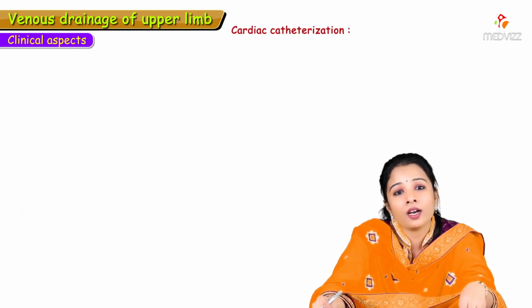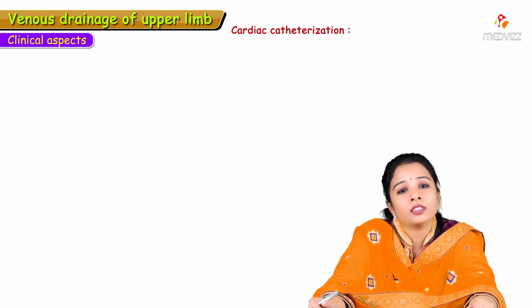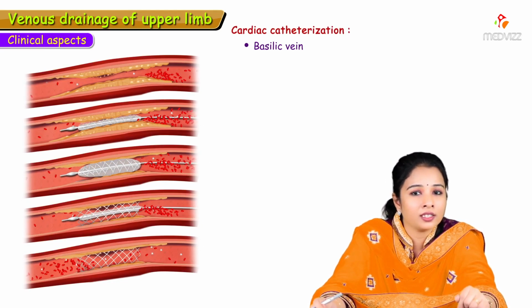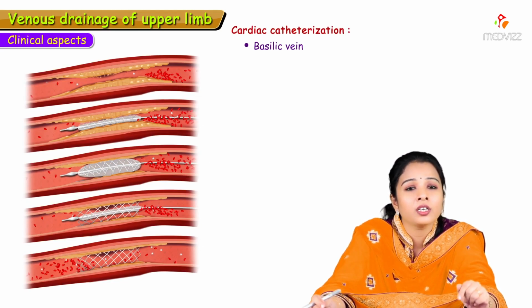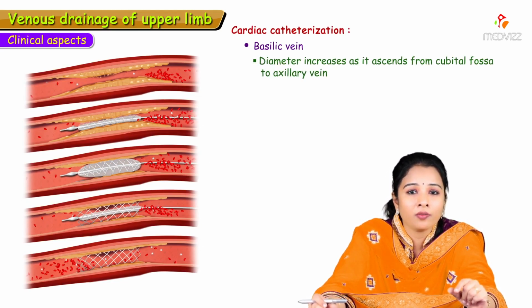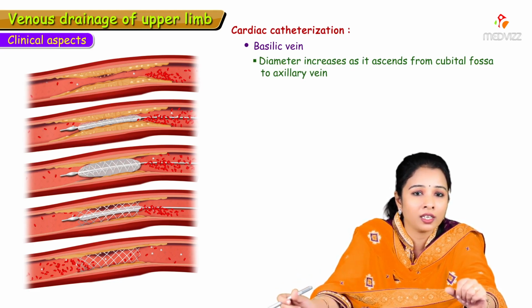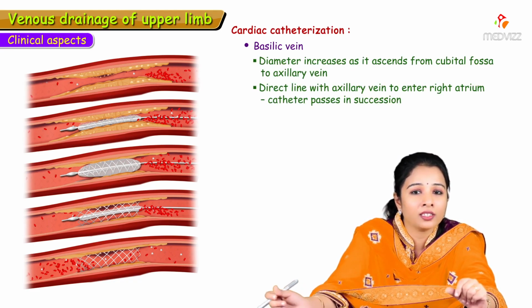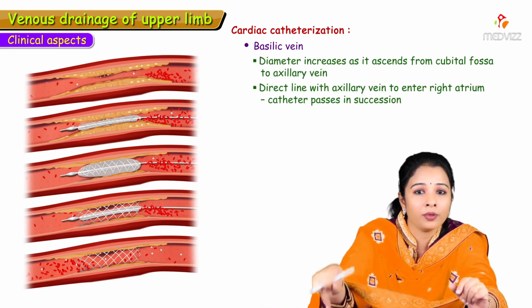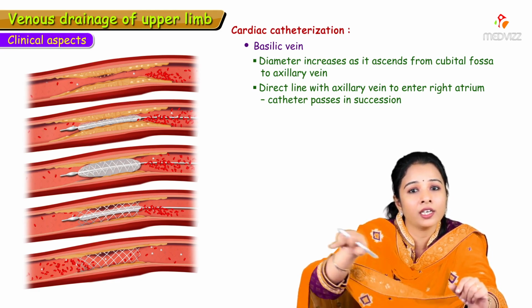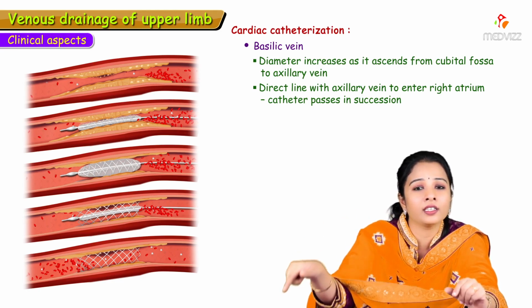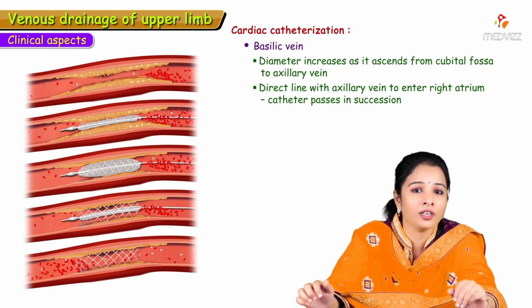Next is cardiac catheterization. The basilic vein is preferred for cardiac catheterization because the diameter of the basilic vein increases as it ascends from the cubital fossa to the axillary vein, and it is in direct line with the axillary vein. It is not abruptly opening into the axillary vein. It is in line with the axillary vein. So when you put any catheter, it directly enters the axillary vein without any hindrance.